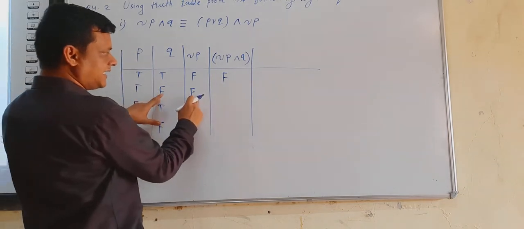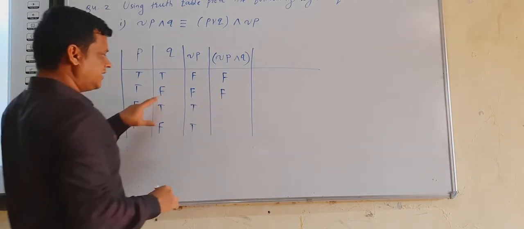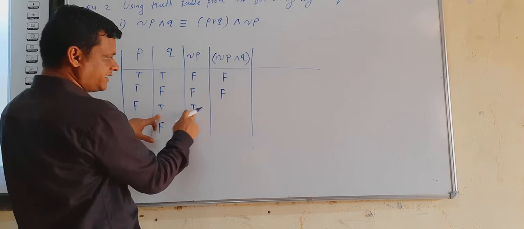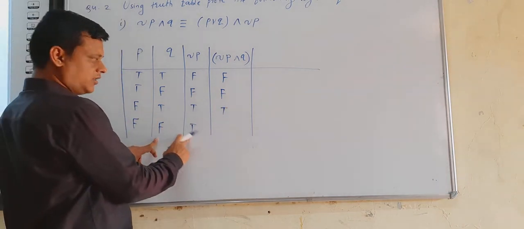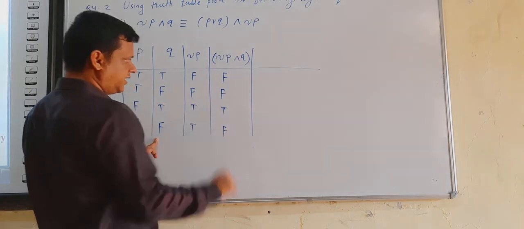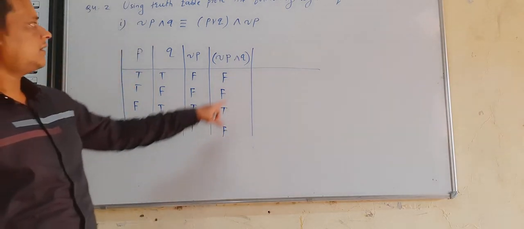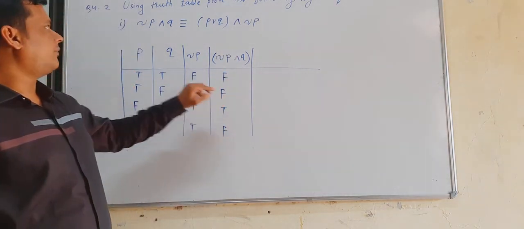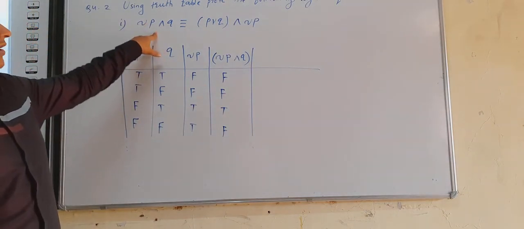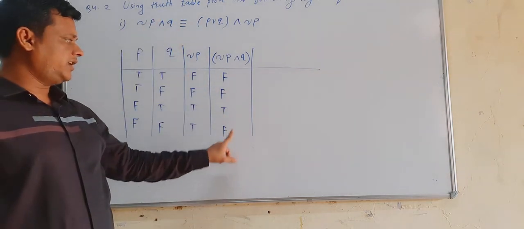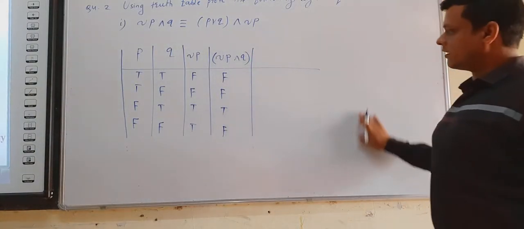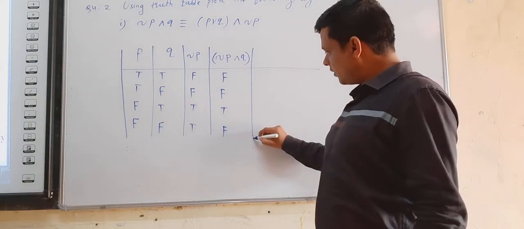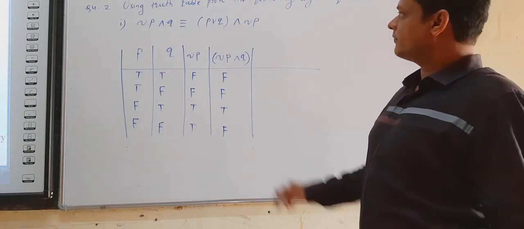Here both the entries are not true, therefore its result is false. Here both the entries are true, therefore its result is true. Here both the entries are not true, therefore its result is false. In this way, the entries in the last column for the statement negation P and Q are F, F, T, F.